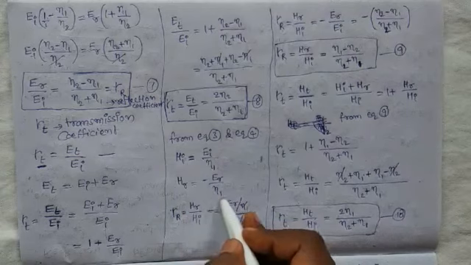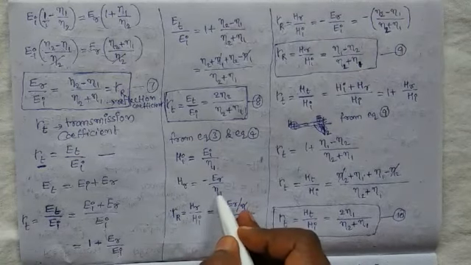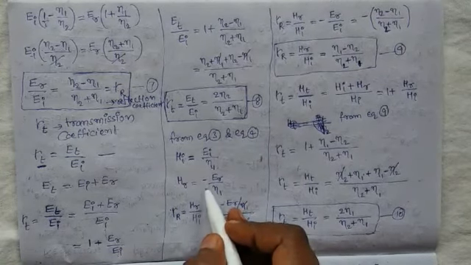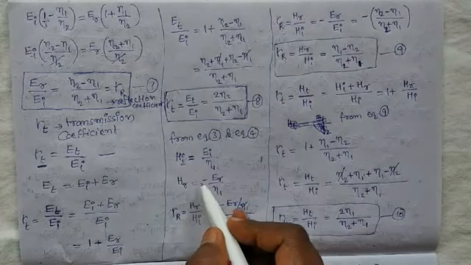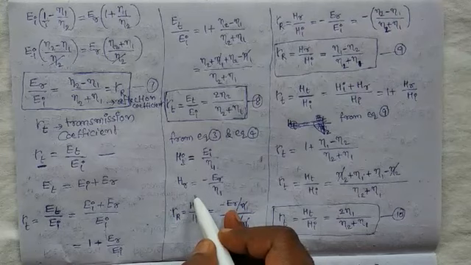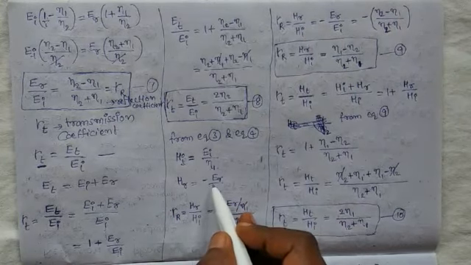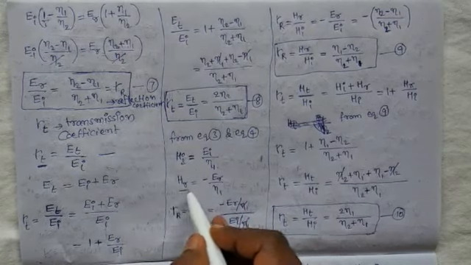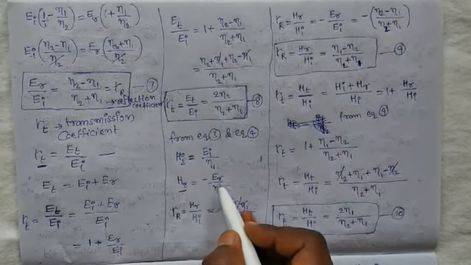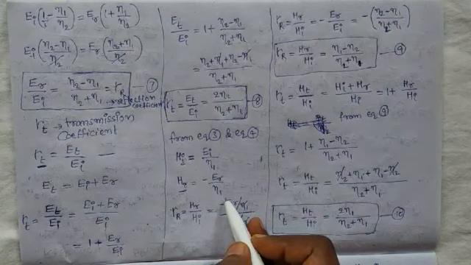Similarly, we are expressing eta 1 in terms of the reflected wave. Here eta 1 is equal to what? Minus ER by HR. From that we are determining HR. HR is equal to what? Minus ER by eta 1.